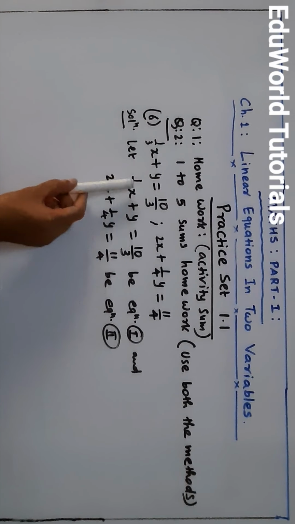Every term of the equation is multiplied by 3, and of the second equation every term is multiplied by 4. So multiplying 3 with the first term. I am showing you 3 into 1 upon 3x plus the second term is y. So multiply 3 with that term also, 3 into y. 3 into first term plus 3 into second term is equal to 3 into 10 by 3. I will show it once, not all the time.